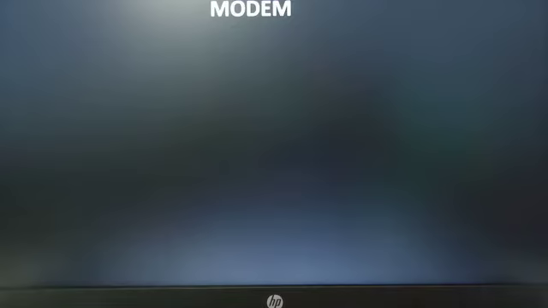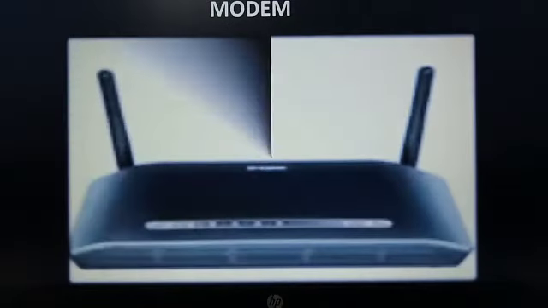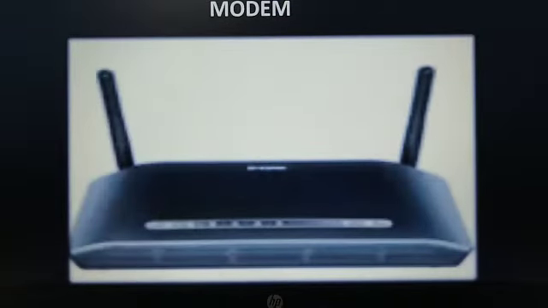Now we study the modem. Modem's short form is modulator and demodulator. It is an electronic device that converts the digital signal of a computer into an analog form so that it can travel over a phone line. At the destination, the receiving modem converts the analog signal back into digital form so that the destination computer understands the signal. Now you can see the picture of the modem.